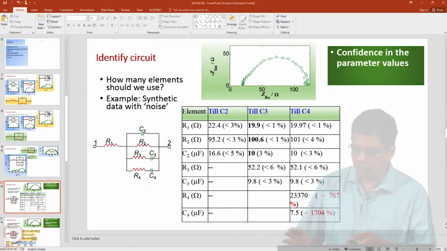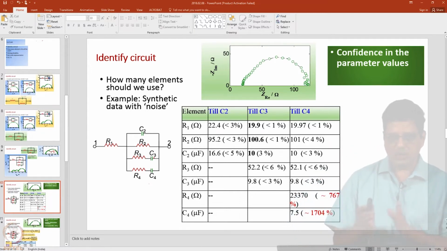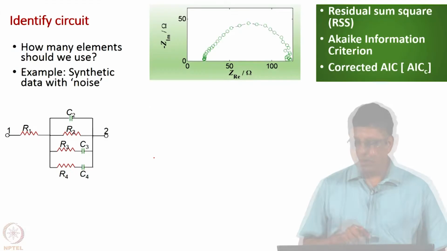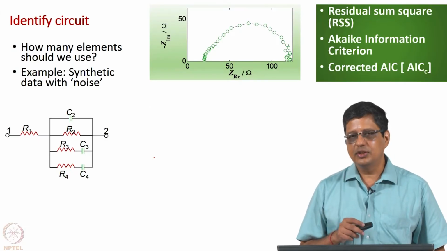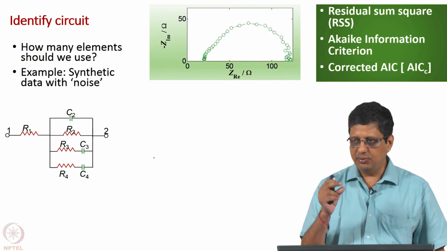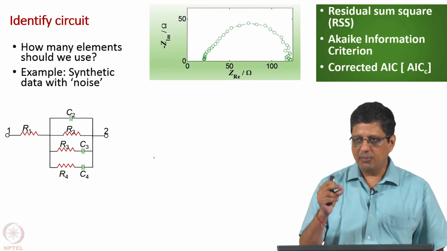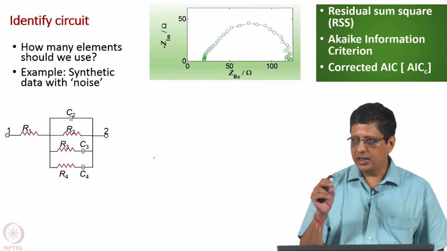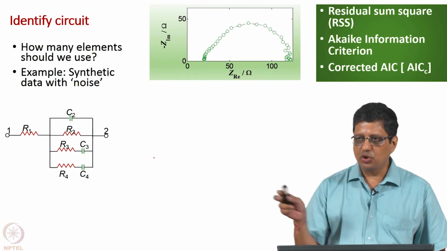This is one way of looking at it, there is another way, you have to look at the confidence interval. In addition you have to look at the residual sum of squares, meaning when you fit to a model, you get the difference between the model and experiment in the real part and the imaginary part, square them, that is the residual, you square them and add them together.